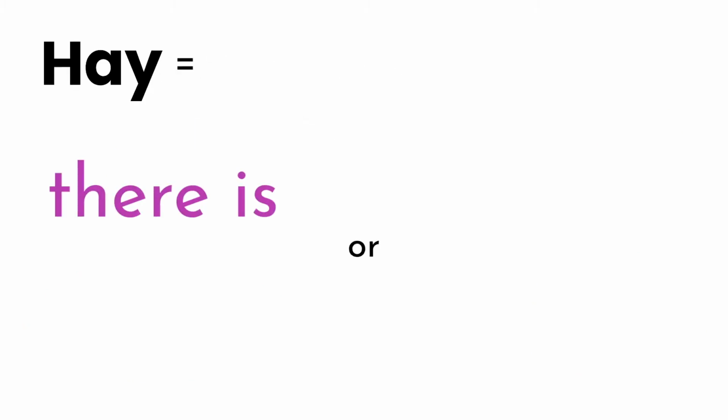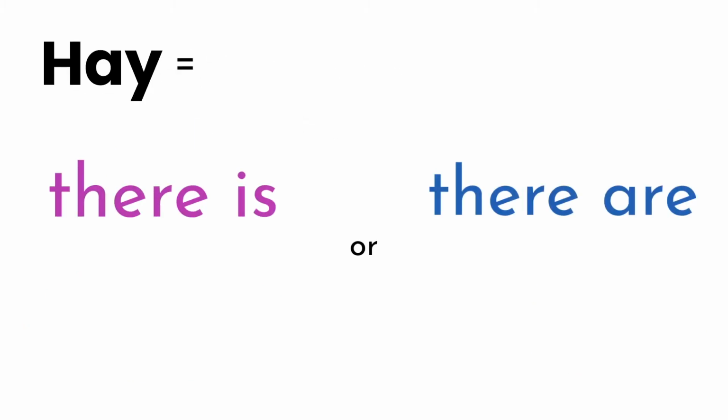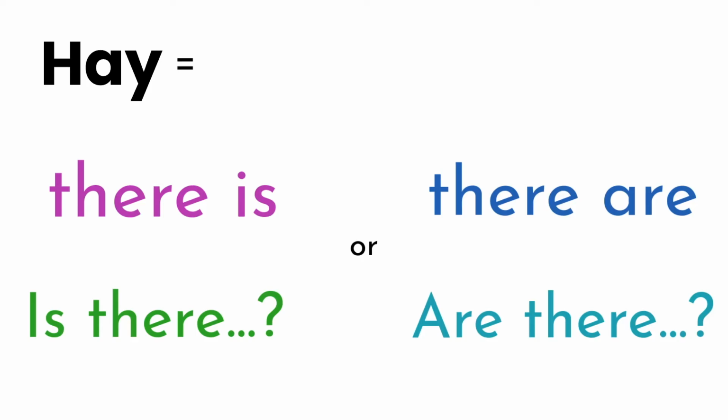Hay means there is or there are. Yes, it's the same word for both phrases. In fact, it can also mean the inverse of those translations when used as part of a question. So let's add is there and are there to the list. No wonder this word is so common.